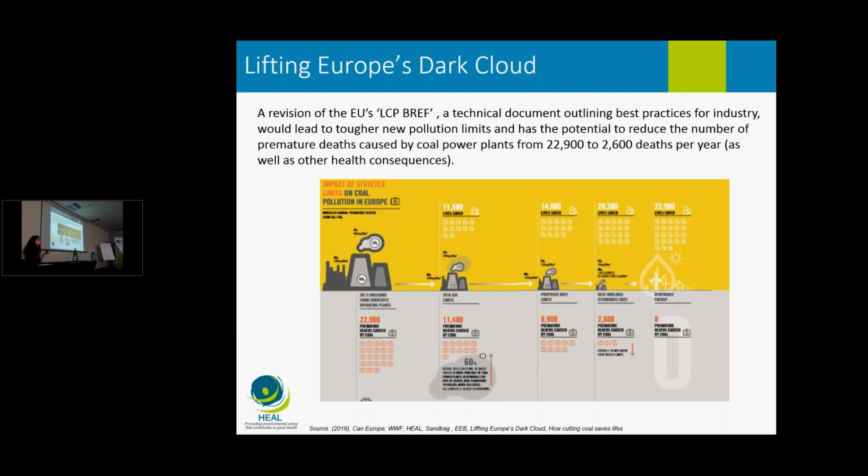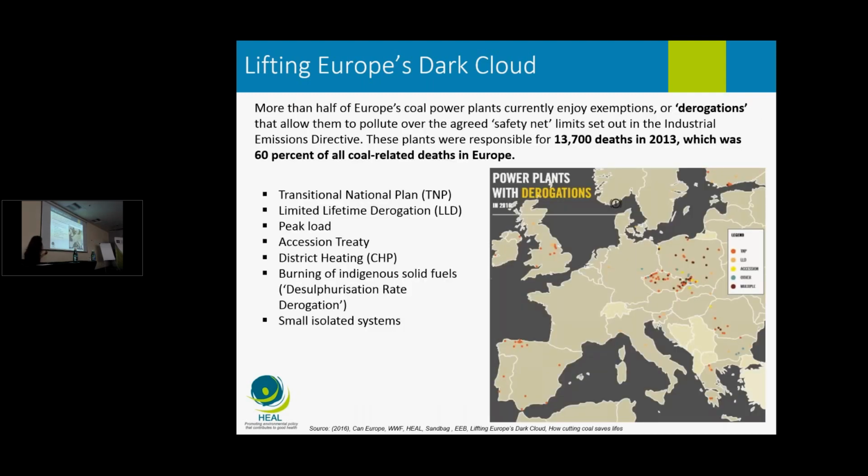How can it look when the specific regulations are implemented? Coming back to the derogations, more than half of the European coal power plants currently enjoy derogations, and these plants were responsible for almost 14,000 deaths in 2013, which was 60% of all deaths that we calculated in this report. So 60% of deaths are because of the derogations.